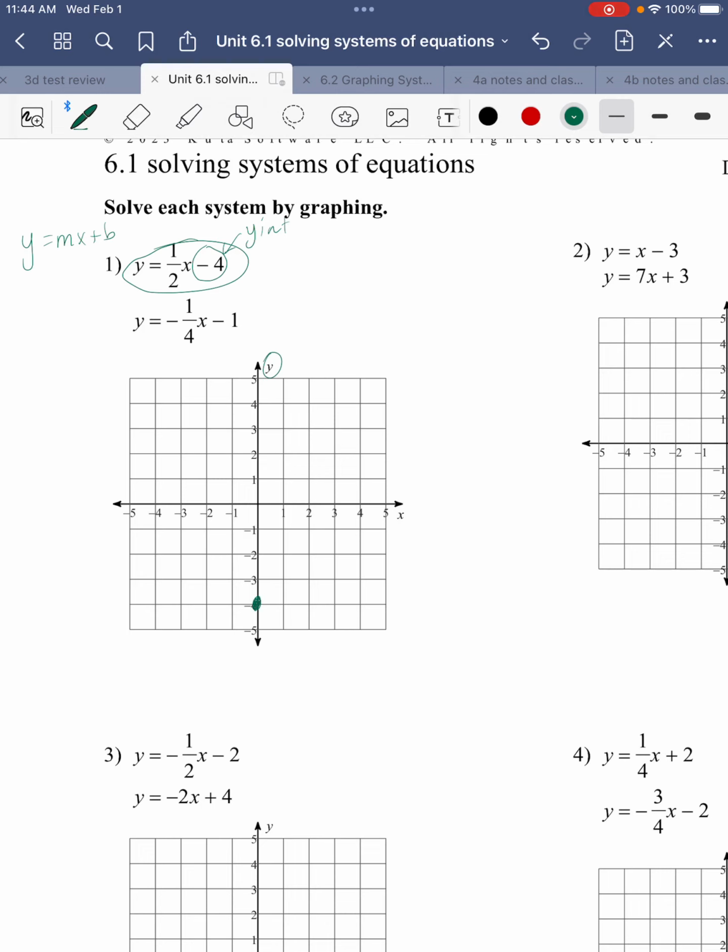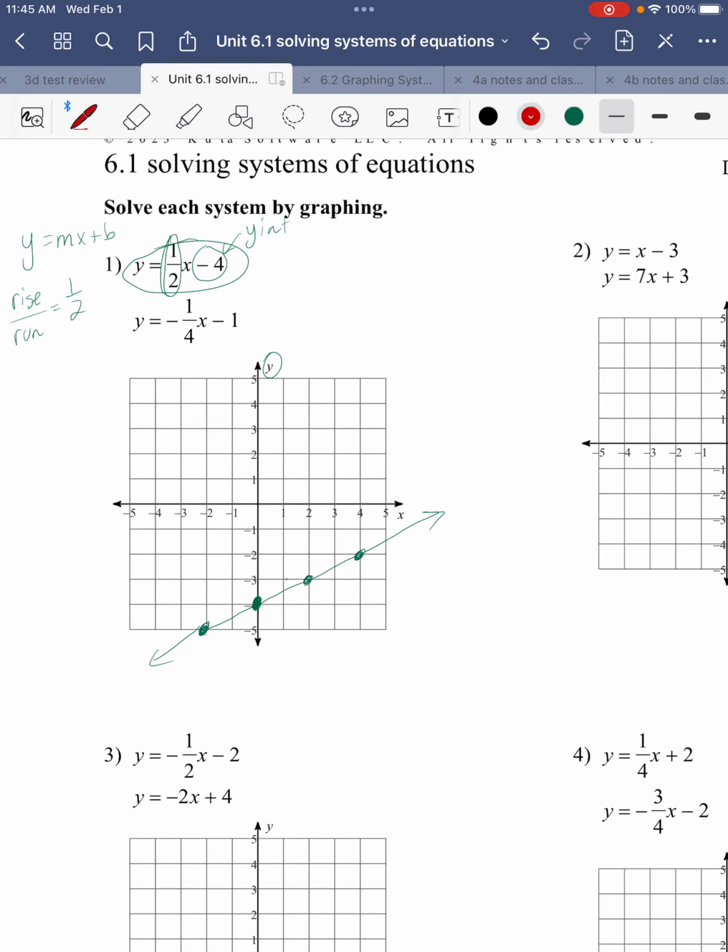That's our first point. Now we're going to use the slope of 1/2. That's the rise, which means up and down, and the run left and right. We're going to go up 1 and right 2 from the y-intercept. So up 1, right 2. Up 1, right 2. Keep going with that pattern. We could also go down 1. So instead of up and right, we can go down and left. That's going to give us another point. Here's our first graph.